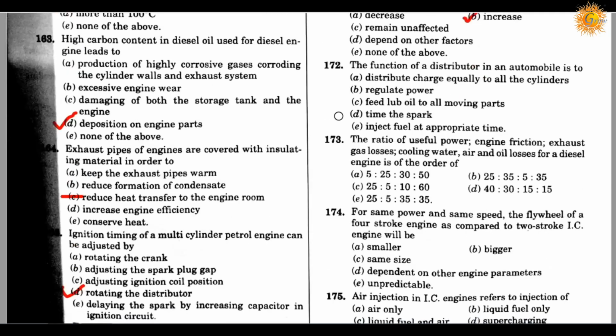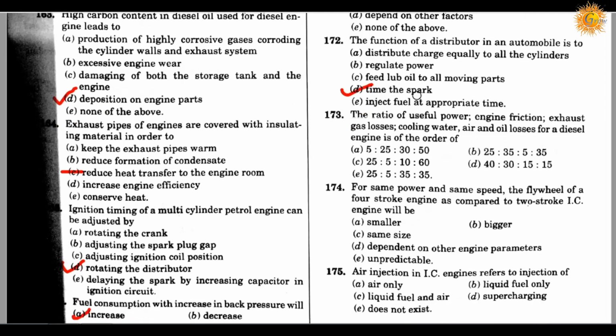Question number 172. The function of a distributor in an automobile is to: option A, distribute charge equally to all the cylinders; option B, regulate power; option C, feed lubricant oil to the moving parts; option D, time the spark; option E, inject fuel at appropriate time. So the correct answer is D. It helps to set the timing of the spark.